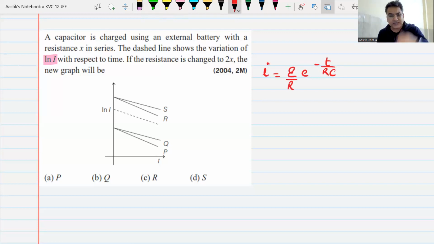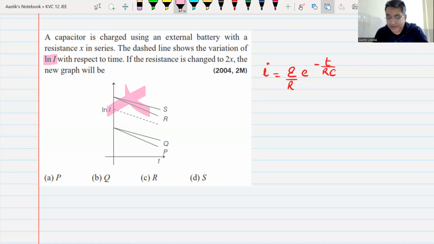If you make the resistance twice, the maximum current becomes half. Yes or no? Yes, sir. So the maximum current cannot increase. So these two graphs are gone. Yes or no? Yes, sir. Physics has got nothing to do with this. It's not a question of physics at all. So either it is P or it is Q.